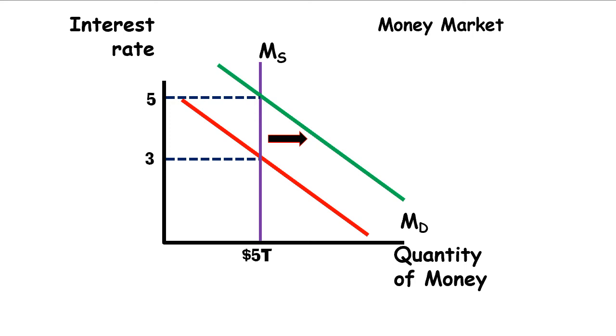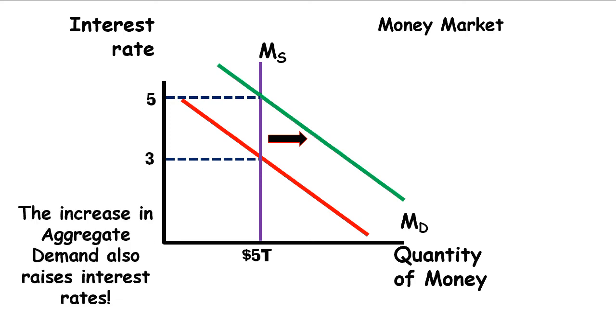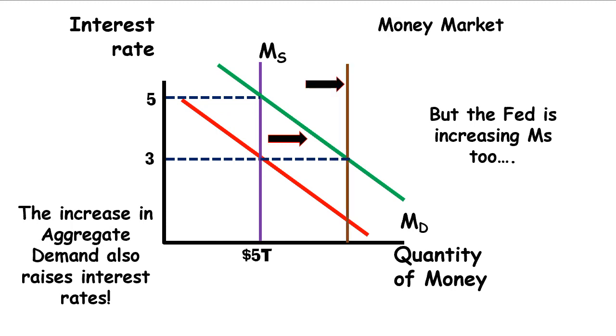Now, a counter argument to what I just said. If you're going to argue one way or another, you need to have some evidence. Well, as the government was spending all this money and making the government bigger, spending more money, what was the Federal Reserve doing? So we have this increase in aggregate demand that would push interest rates up. Okay? But what's the Fed doing? The Fed, at the same time, is increasing the money supply. Increasing the money supply pushes interest rates down.